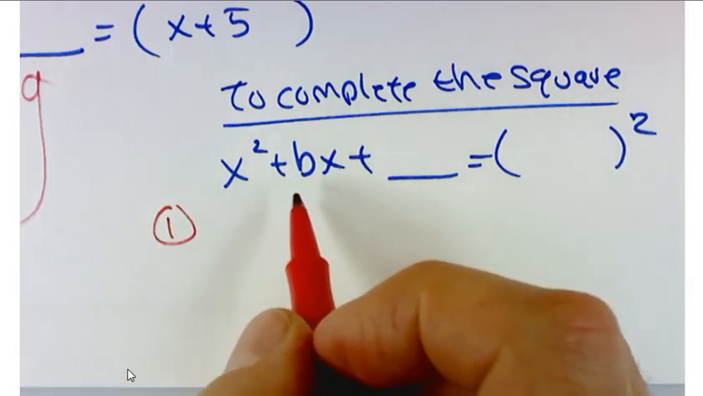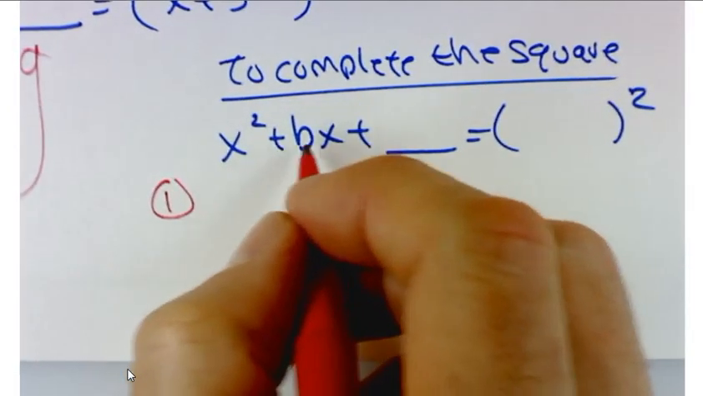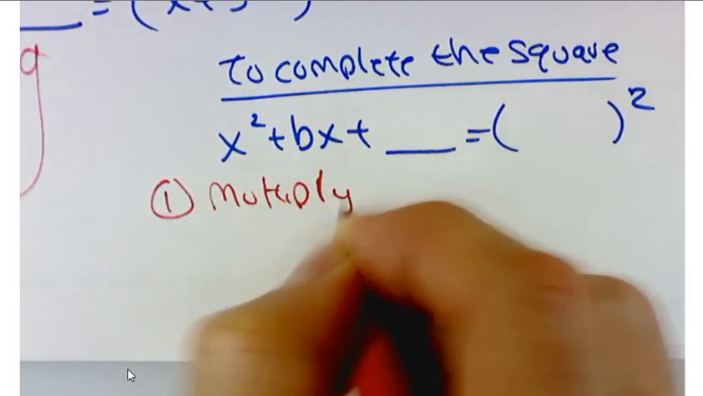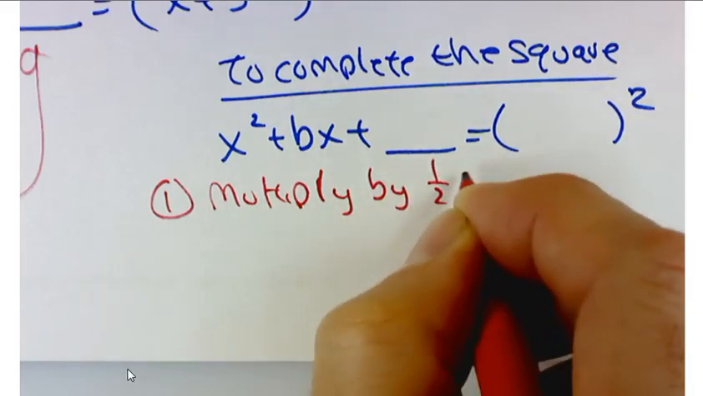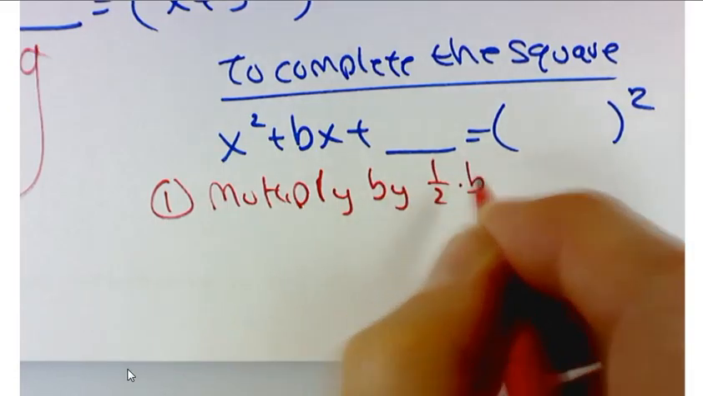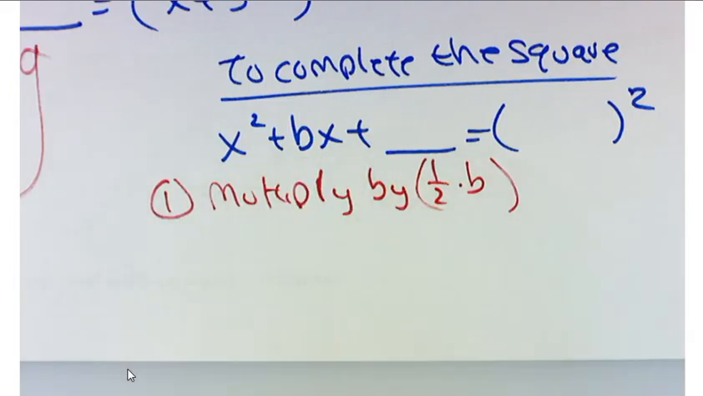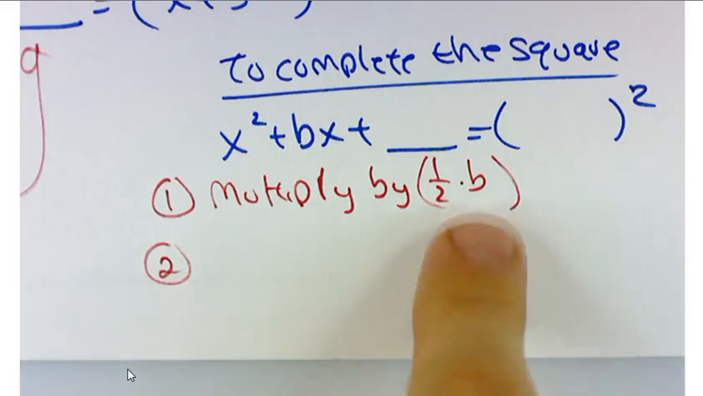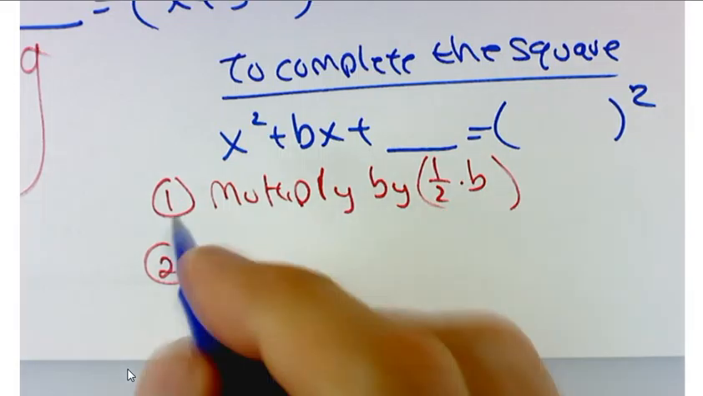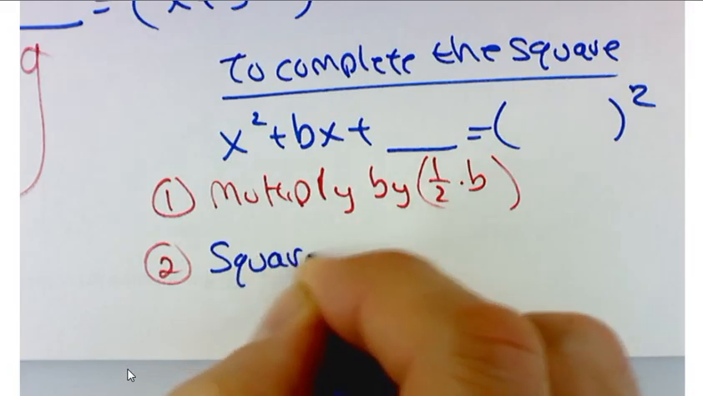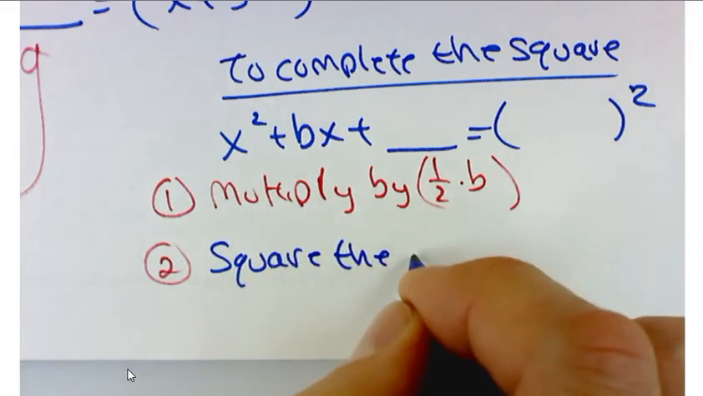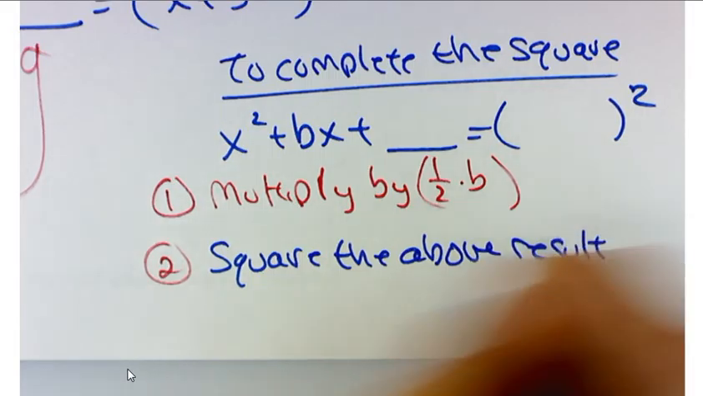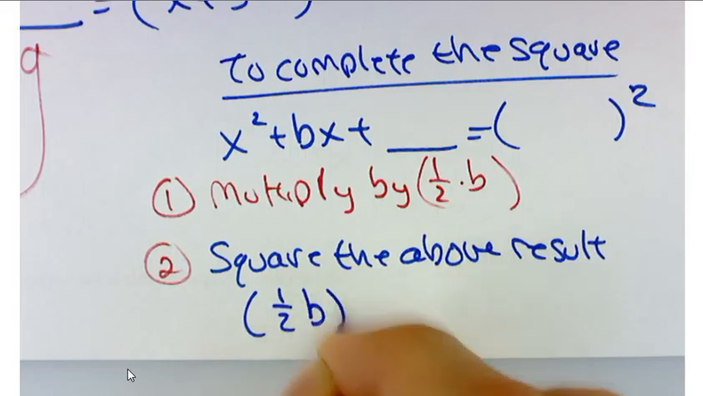The first step you're going to do is what Norman said, and that is multiply this by 1/2. So multiply by 1/2. So 1/2 times b. 1/2 times that middle coefficient. The second thing is you're going to square this result. So square the result from 1. Square the above result. So you're going to get 1/2 of b squared.